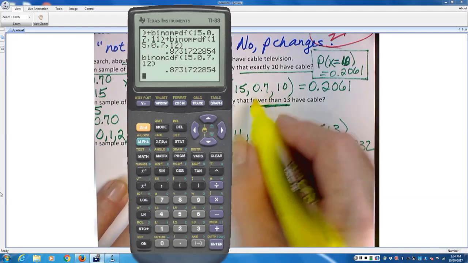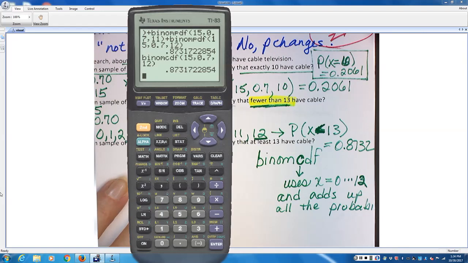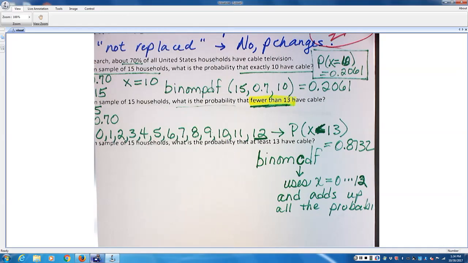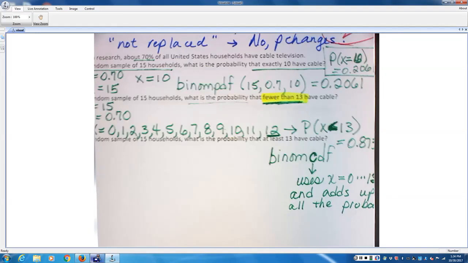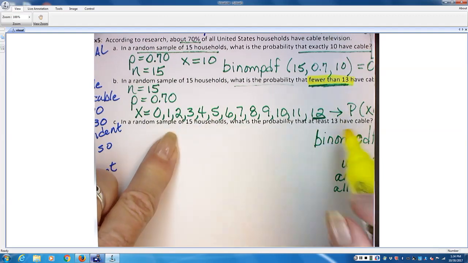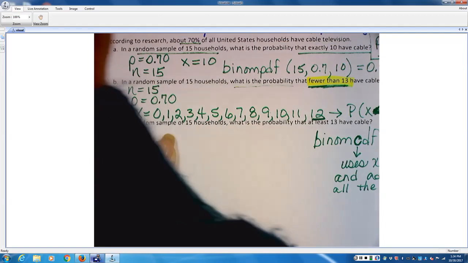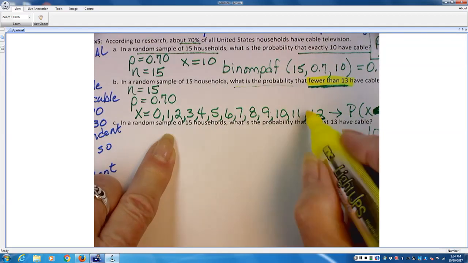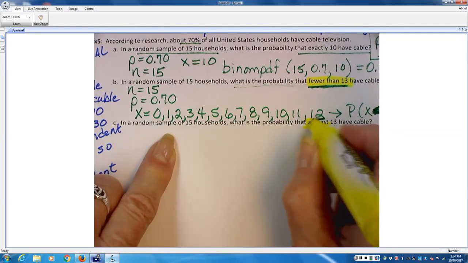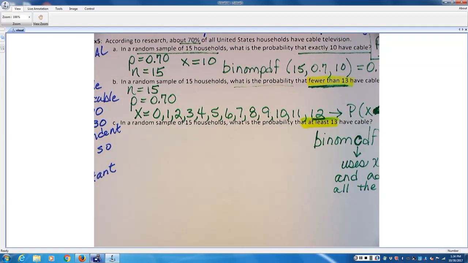So remember, this one was fewer than 13. When we look at the next one, it doesn't say fewer than 13. This one's still a random sample of 15. What is the probability that at least 13? How many is at least 13? 13 or more.